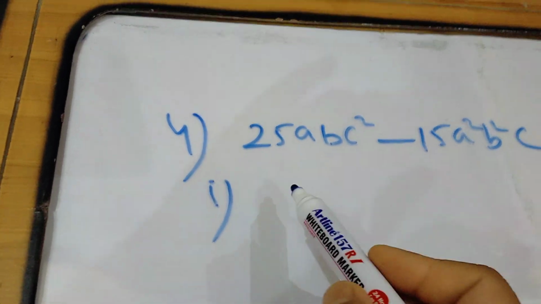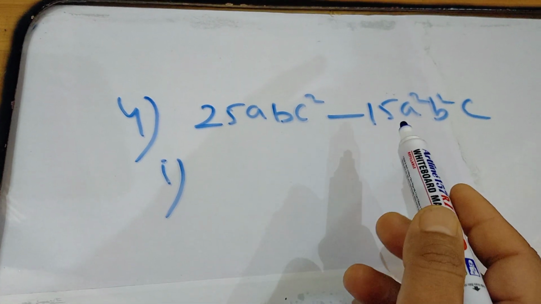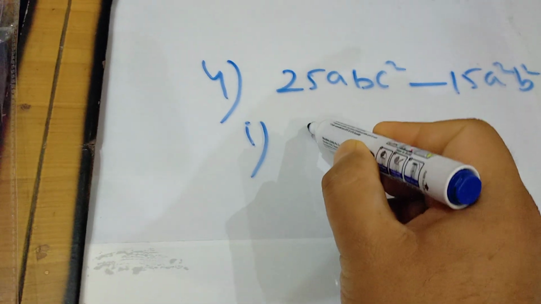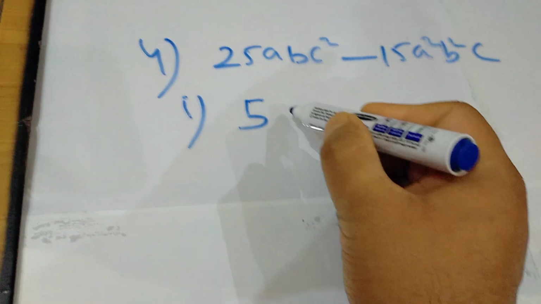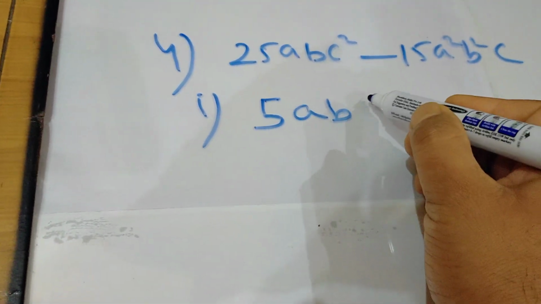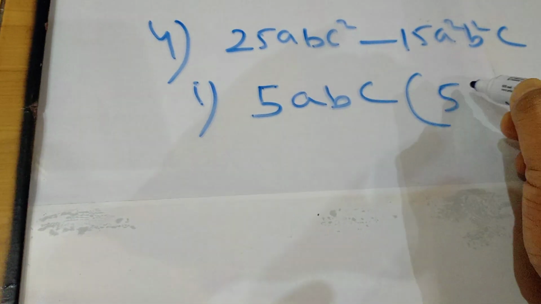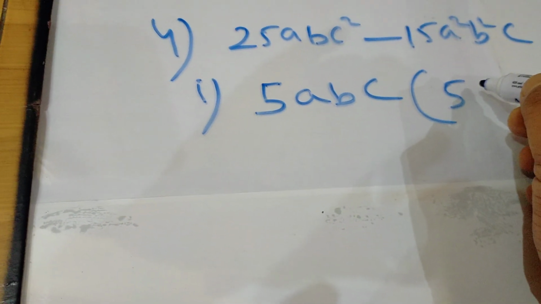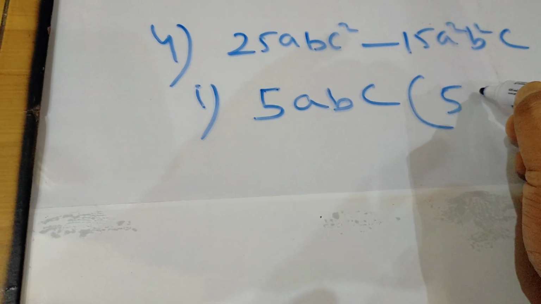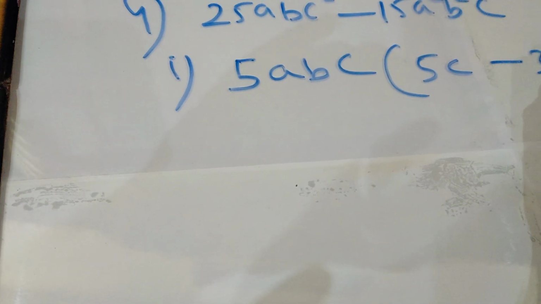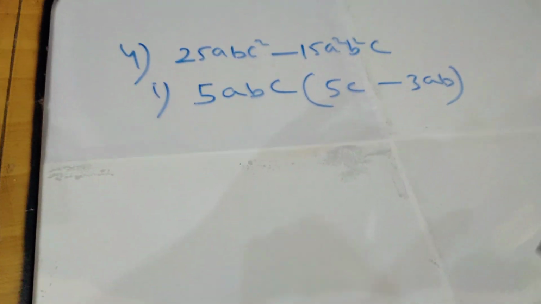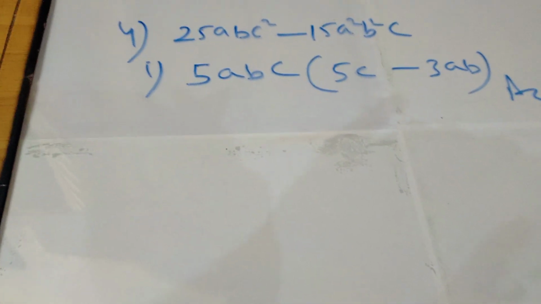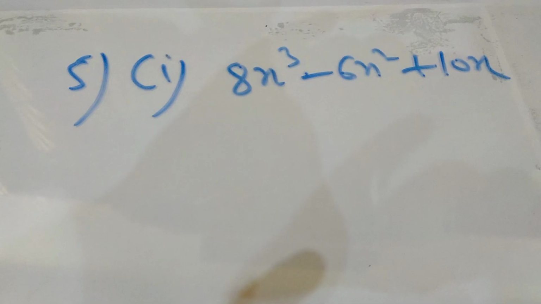Look at this next question here. 25abc square minus 15a square b square c. Here we have 5 common, because in the table of 5 both 25 and 15 are coming. a is common, b is common, c is common. So 5 5s are 25, ab we have taken common, so abc we have taken common, so c will remain here. Minus 5 3s are 15, ab will be there. So this is the answer of this question, only one line. Try the second part.